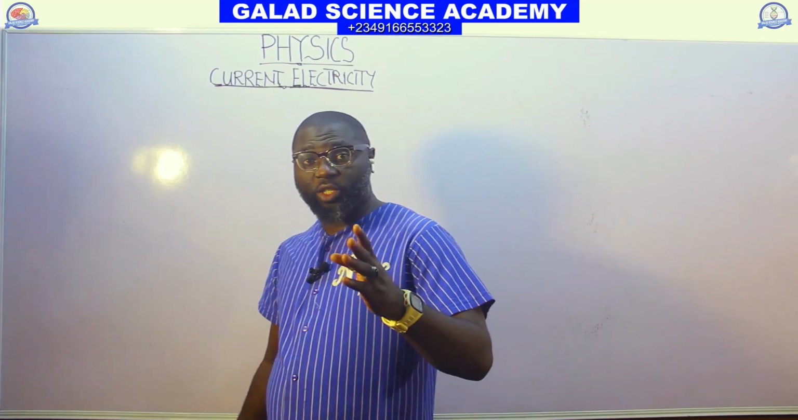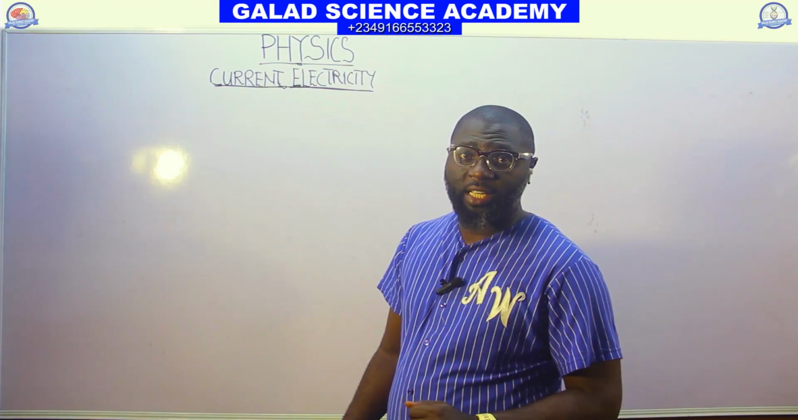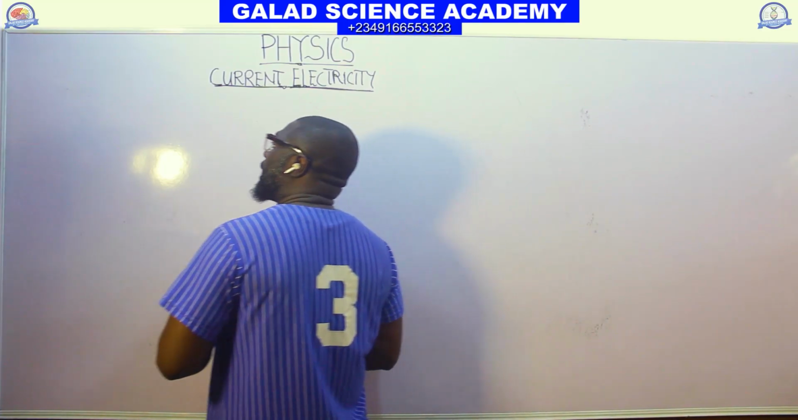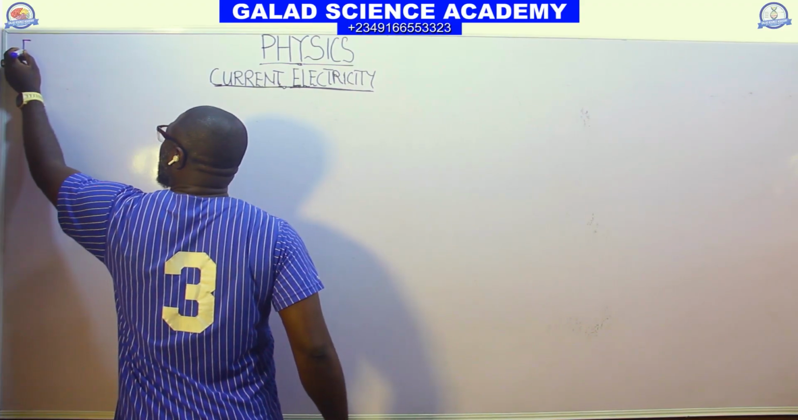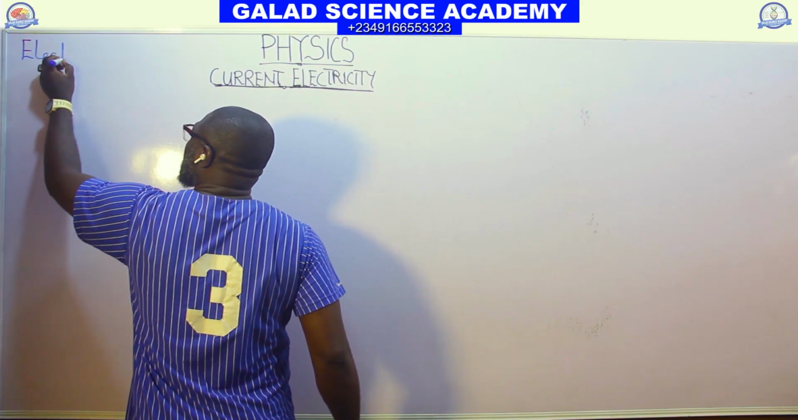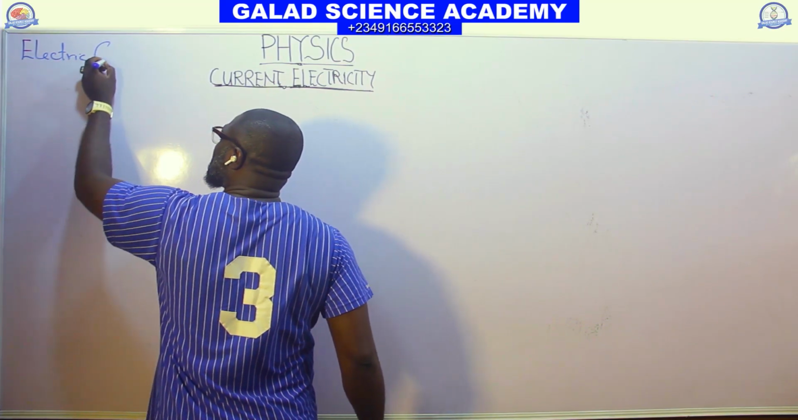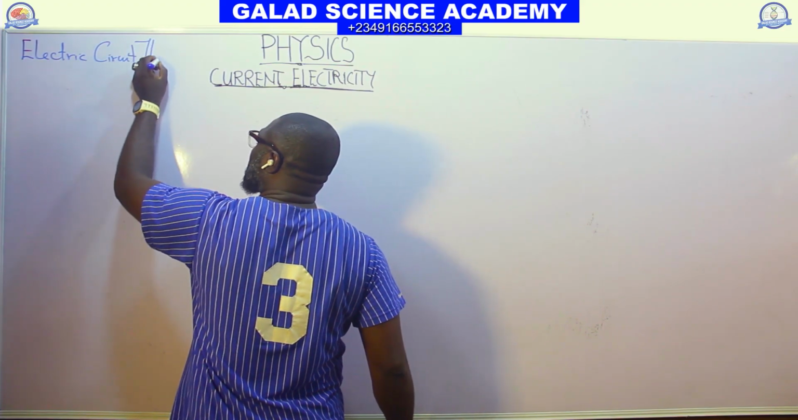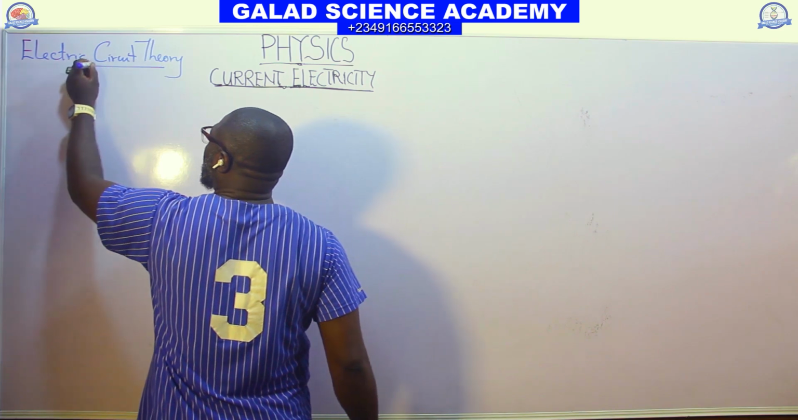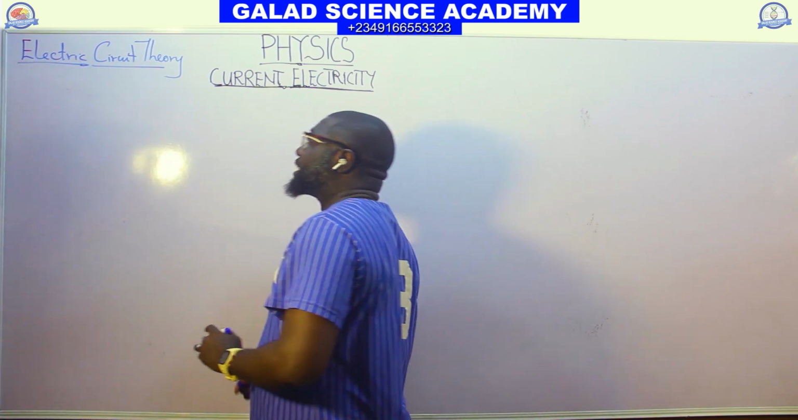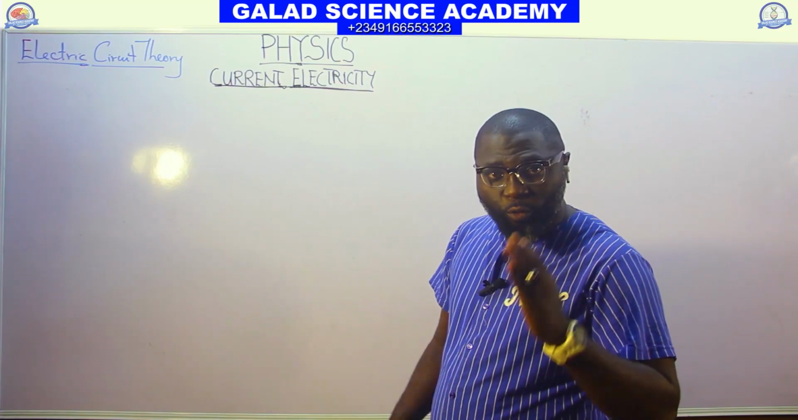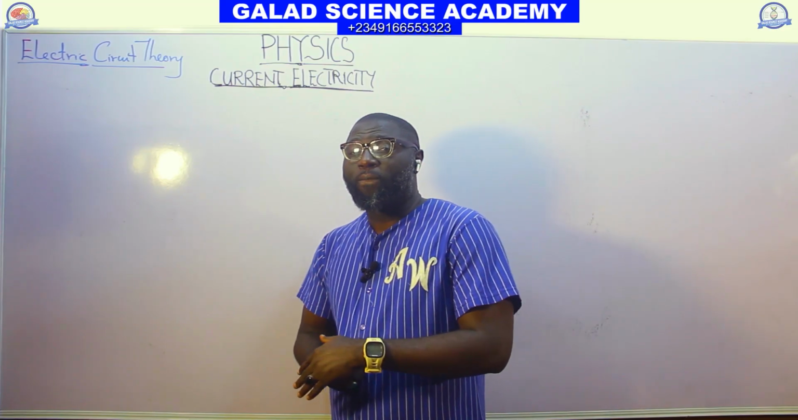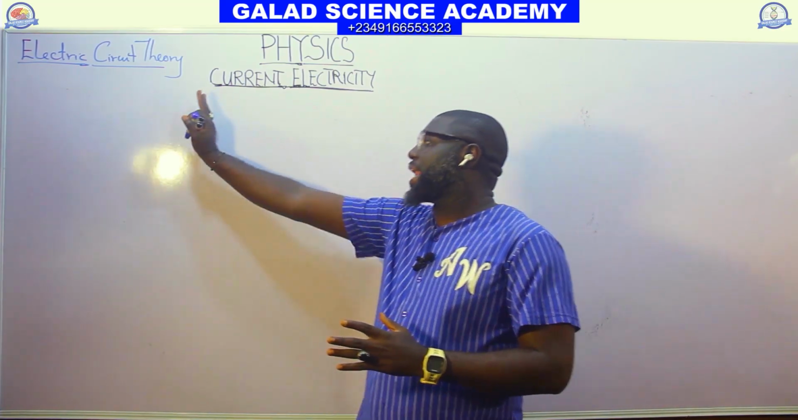So the next aspect of current electricity is electric circuit theory. Electric circuit theory. So electric circuit theory is a branch of current electricity that deals with what? The study of electric circuits.